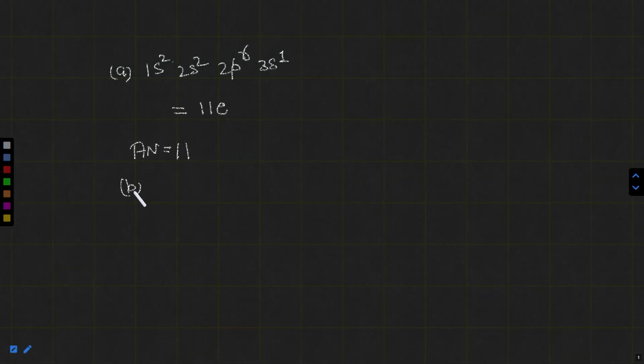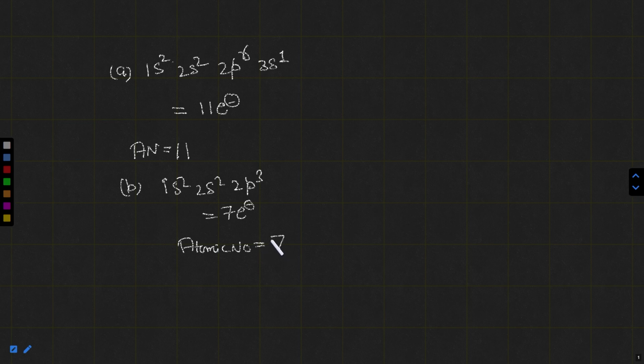After that, we have the one that says 2p3. 2p3 means 1s2 and 2s2 are filled, and we are left with 2p3. That will give a total of 7 electrons. So the atomic number will also be 7. Got it?